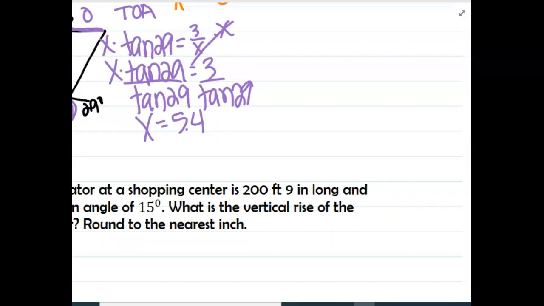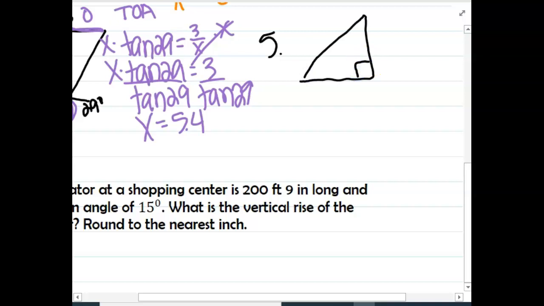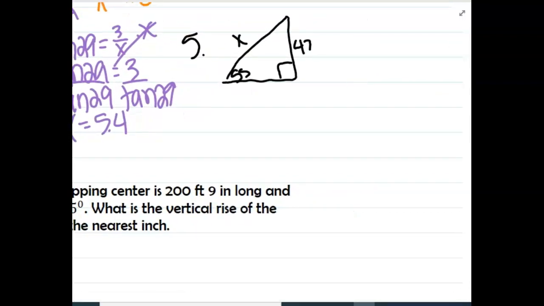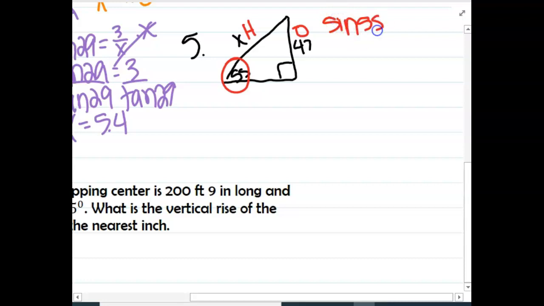Okay, let's try one more of those. Number 5. Okay, so let's say this angle is 55, this side is 47, and that hypotenuse is going to be x. Okay, so I've got to decide which ratio I'm going to use. So I have the opposite, and I have the hypotenuse. Which ratio is opposite and hypotenuse? Sine. Yeah, so we're going to take sine of 55 equals opposite, which is 47, over hypotenuse, which is x.